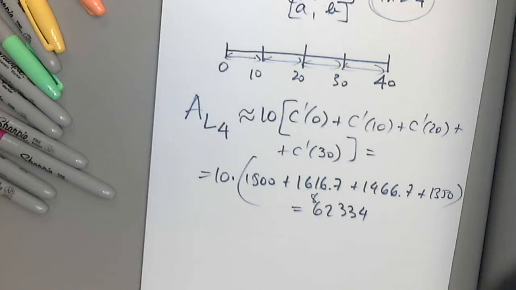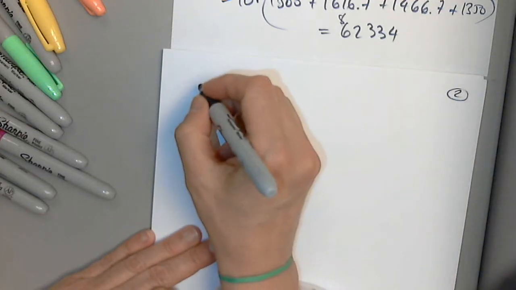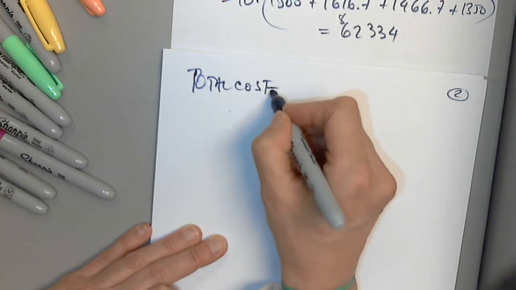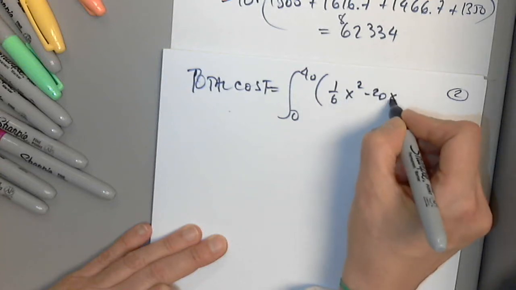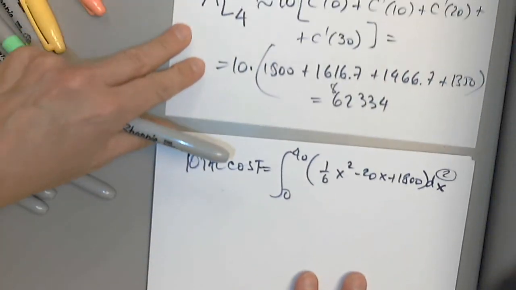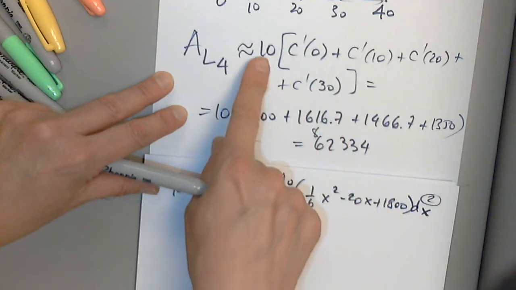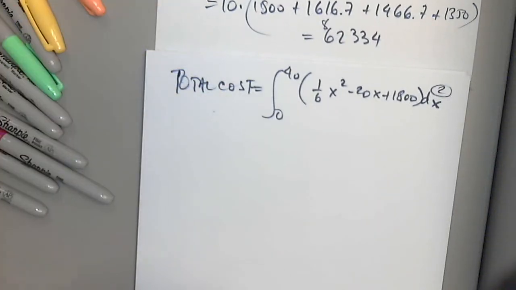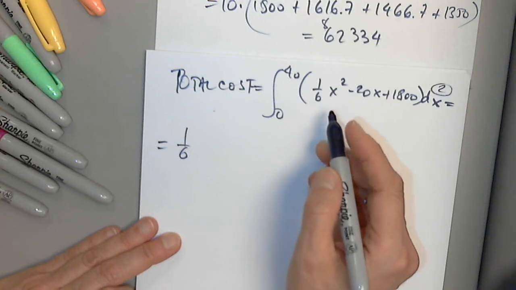Now let's determine the exact cost. The total cost will be the integral from 0 to 40 of (1/6 x squared minus 20x plus 1800) dx. Remember, this is exactly the same thing; it's all these times dx. Okay, so can anyone give us the antiderivative of 1/6 of x squared?